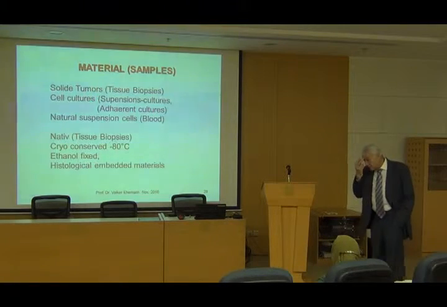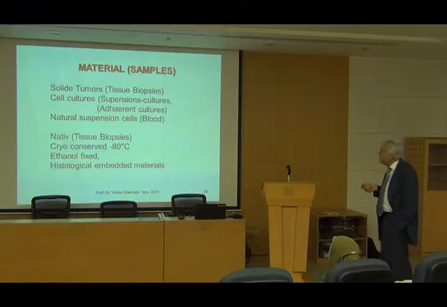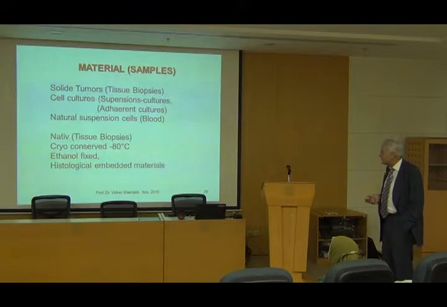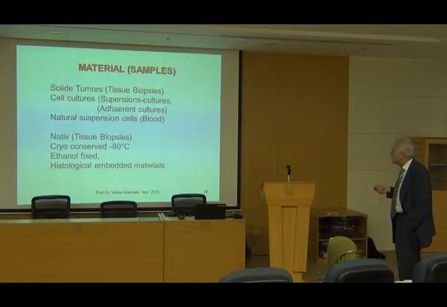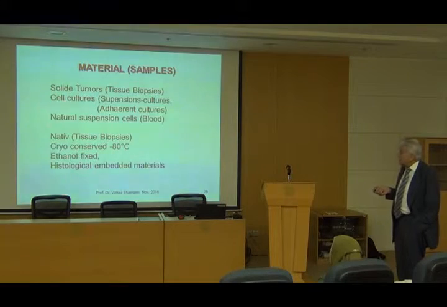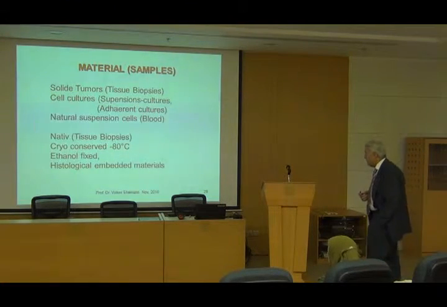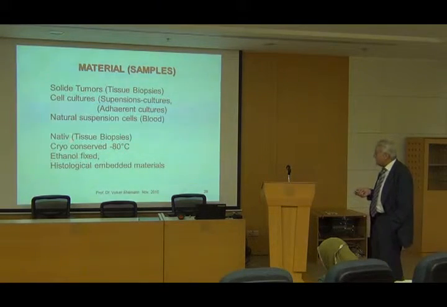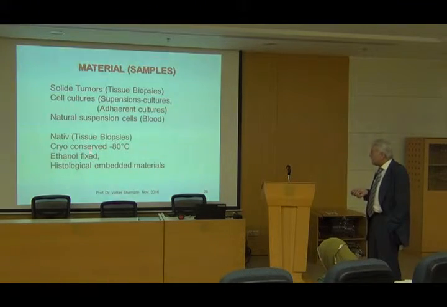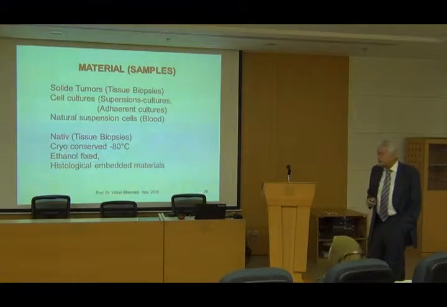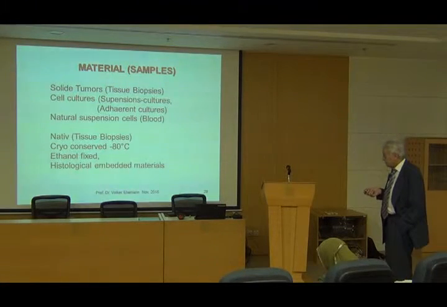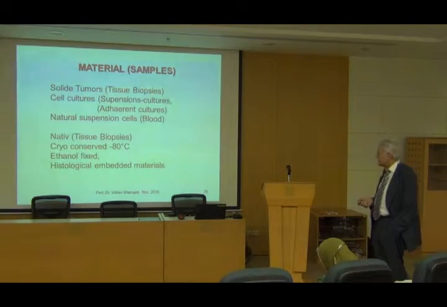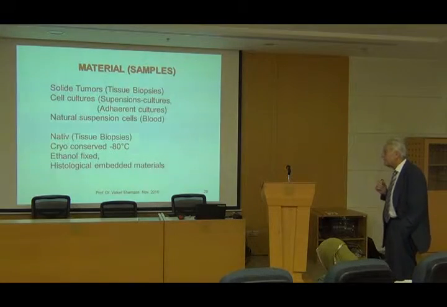And what kind of material can we measure? We can measure solid tumors, such as biopsies, and cell cultures, for example suspension cultures or adherent cultures, and natural suspension cells, for example blood. We can use native biopsies, cryoconserved samples stored at -80 degrees, ethanol fixed cells, and for retrospective analysis, we can use histological embedded materials.